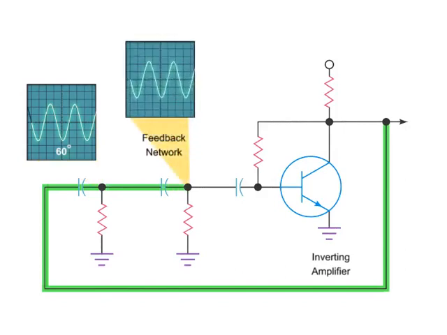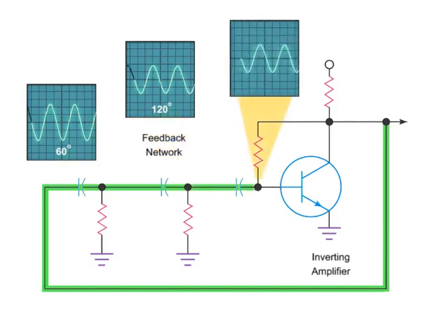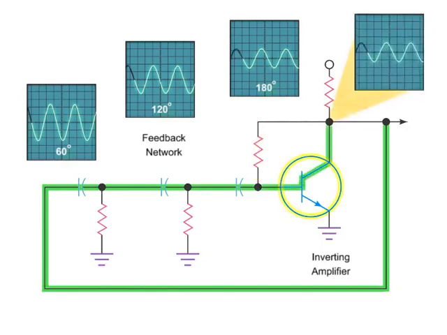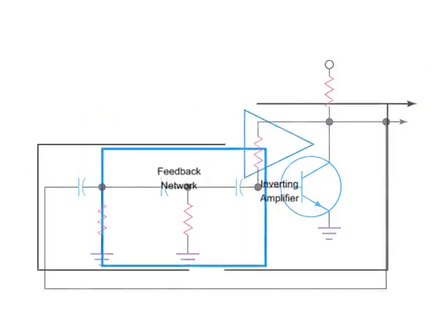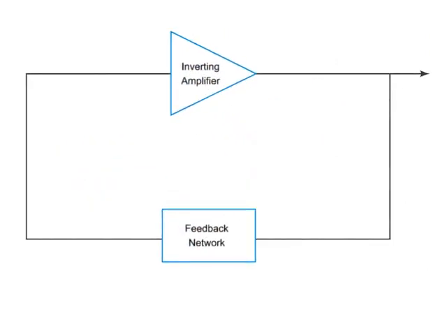However, passing through each unit will also incrementally decrease the size of the signal. So, by the time the signal leaves the network, it will be 180 degrees out of phase and reduced in size. Finally, the 180-degree out-of-phase attenuated signal will pass through the inverting amplifier, where it's amplified and shifted 180 degrees back into phase.